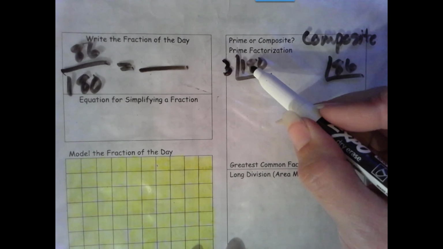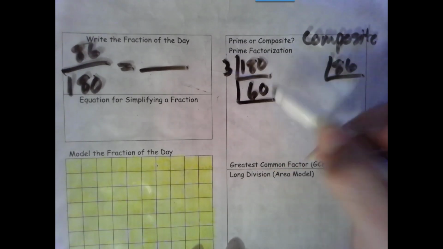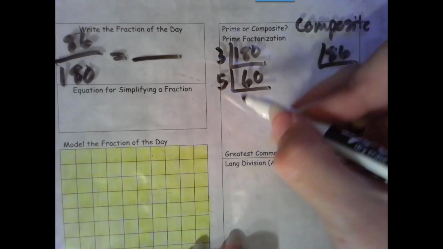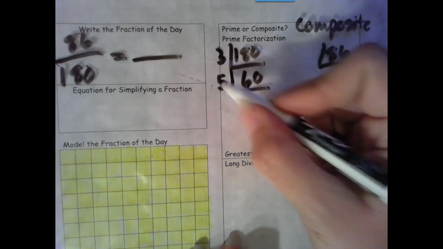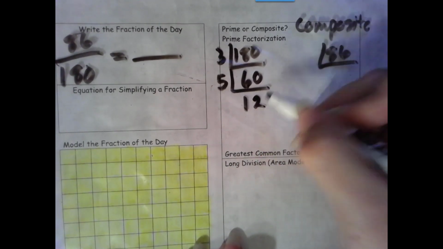Let's see, I can divide by 3 because 1 plus 8 is 9, plus 0 is 9, and 9 is a multiple of 3. I can get 6 tens. 60 times 3 is 180. So 3 groups of 60 out of 180. See, I can divide by 5 because it ends in a 0. I can get 10 fives out of 60. That leaves 10, which is 2 fives.